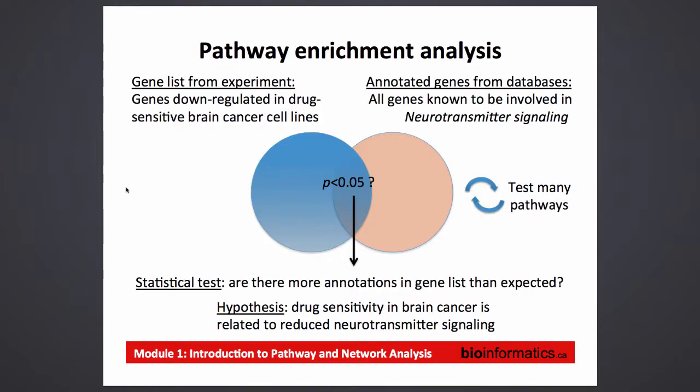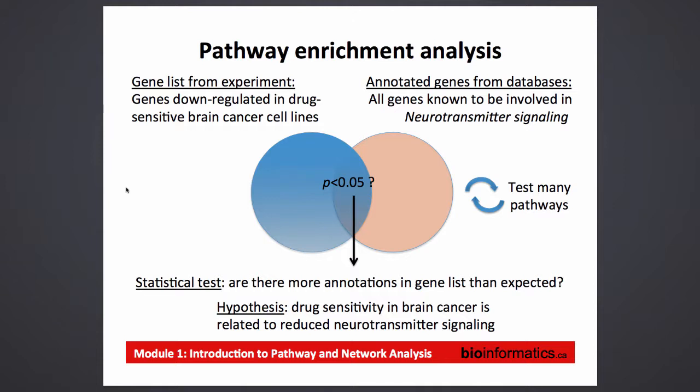From a statistical viewpoint, the simplest type of pathway enrichment analysis is a comparison of two sets of genes, conveniently shown with this Venn diagram. On the one hand, you have a list of genes from your experiment. For example, you're looking at brain cancer data, and you're analyzing the genes that are downregulated in drug-sensitive brain cancer cell lines. On the other hand, you have another list of genes, and potentially many lists of genes, that correspond to public knowledge about gene function. For example, that could be all the genes that are known to be involved in neurotransmitter signaling.